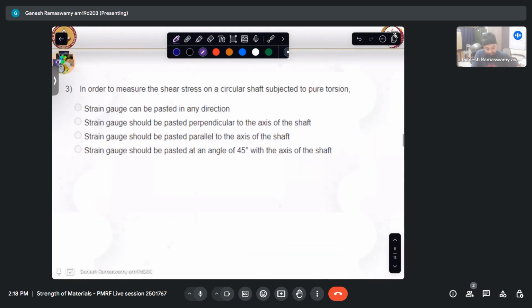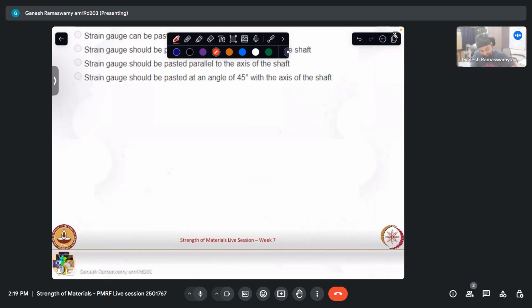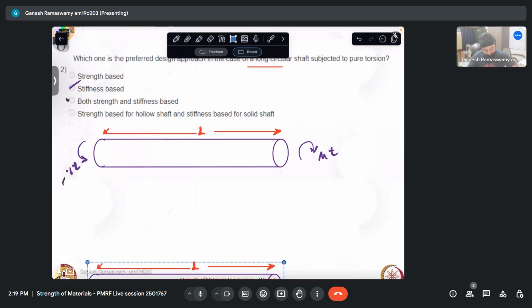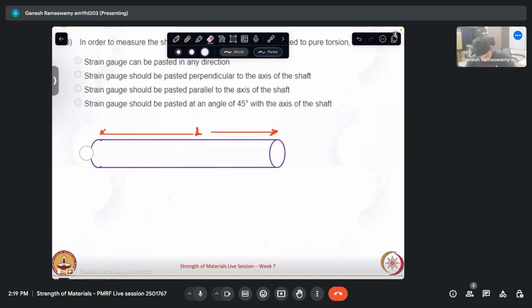In order to measure the shear stress on a circular shaft subjected to pure torsion, a strain gauge can be pasted in any other direction, perpendicular to the axis, parallel to the axis, or pasted at 45 degrees. So let me just take the same shaft and bring it here. Let this be subjected to an axial twisting moment like that.